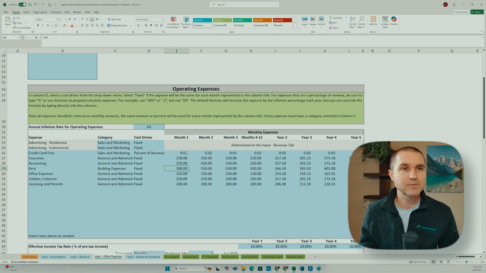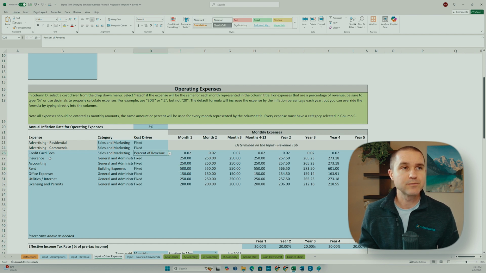Now you might have some expenses that are a percentage of revenue. And so here is an example of credit card fees. So, you might have customers paying you with credit card. You could select a percentage of revenue here from the drop down. We set that at 0.02, which means 2%. So that's how you'd enter a 2% credit card processing fee expense there.